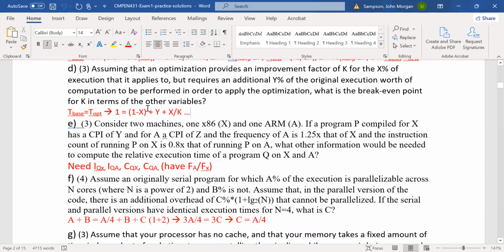Some of these require more algebra to solve than you would actually have on the exam. Don't actually bother solving this for K. That is left as an exercise to the reader with too much time on their hands. If you can set this part up, you're good to go.